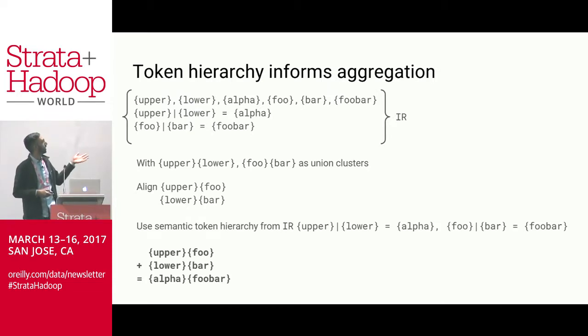So here's a really basic toy example. Let's say we have these 2 patterns that are shown at the bottom. We have upper foo and lower bar. And then we've run structure discovery on our data, so we know that upper and lower are a cluster, and foo and bar are a union cluster. And so we align. And then we can use a token hierarchy. So we know upper and lower make alpha, and foo and bar make foo bar. So we can combine upper and lower into alpha, and foo and bar into foo bar.